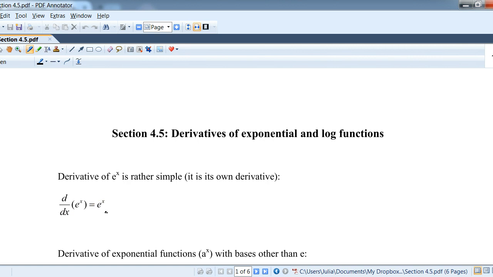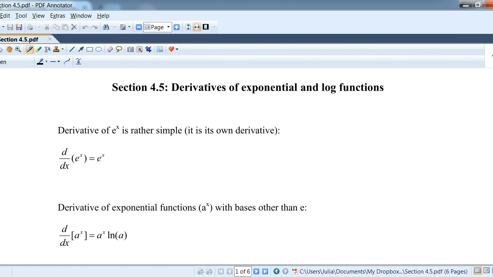Now, the powerful implication of this is that not only is e to the x growing exponentially, or relatively fast, but also its rate of change is exponential as well. Unfortunately, other exponential functions are not as easy or straightforward, but they're relatively similar.